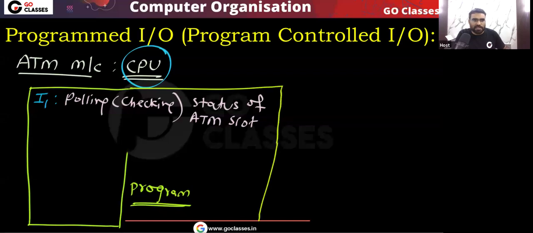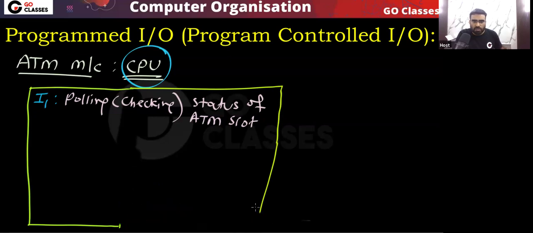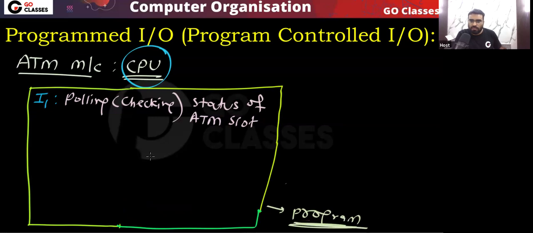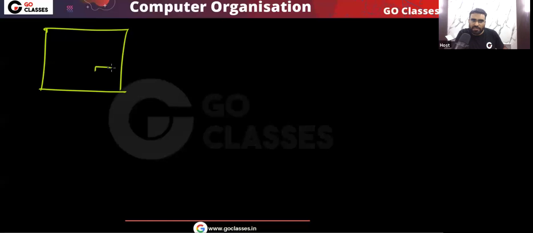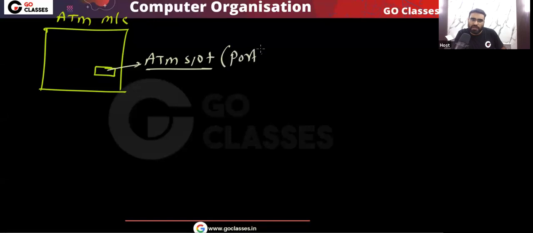Remember, this is the program which is executed by the ATM machine. So you can see the ATM machine is executing this program. Very simple. In this program, the ATM machine is continuously checking the ATM slot. There is an ATM slot in the ATM machine. You can call it IO, or you can call it a port. Anyway, this is your ATM slot.